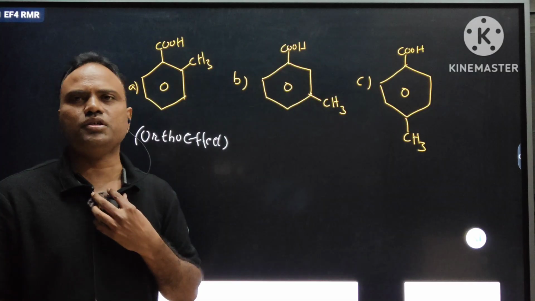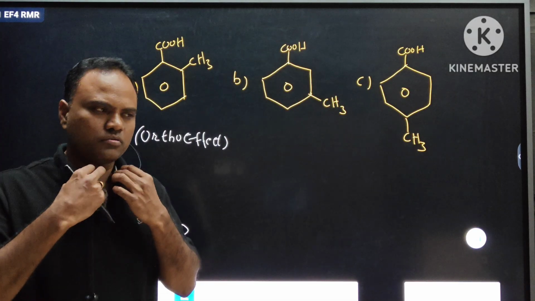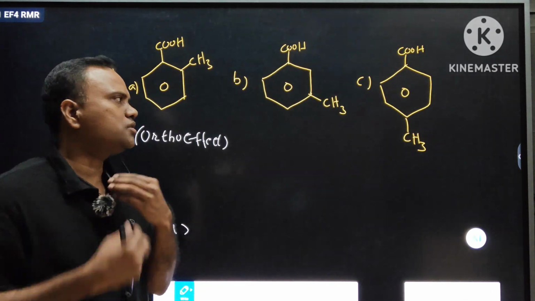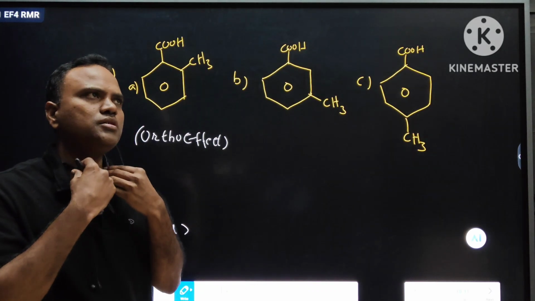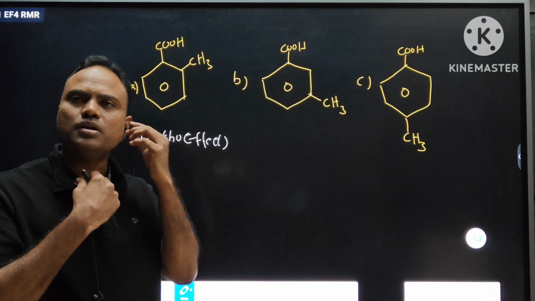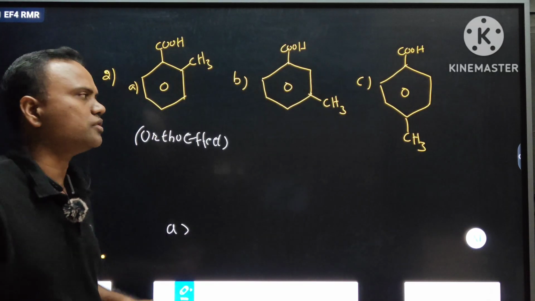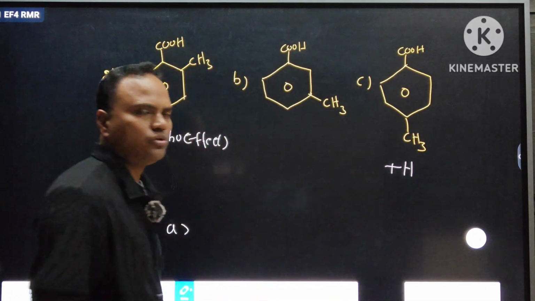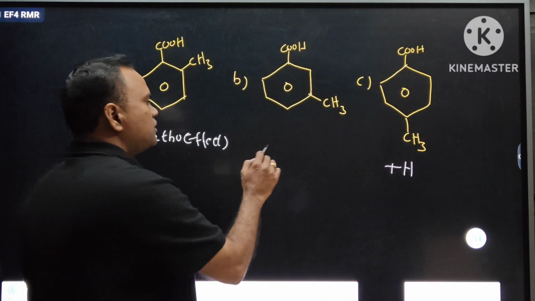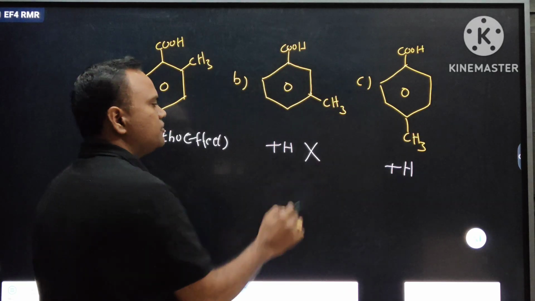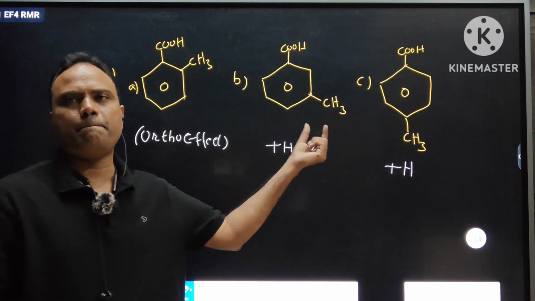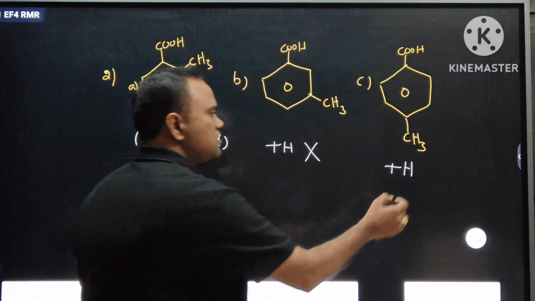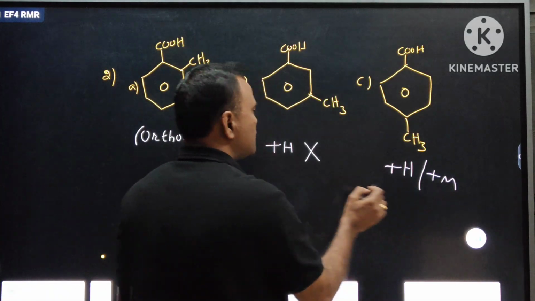What is the nature of CH3? A, B, C. Right. What is the nature of CH3? CH3 is an electron donating group, but through which effect? Through hyperconjugation. So I am writing plus H. Hyperconjugation is donation only. But here hyperconjugation is not present because CH3 is in the meta position. Donation effect is absent. You can consider this as a plus M also to understand the concept.